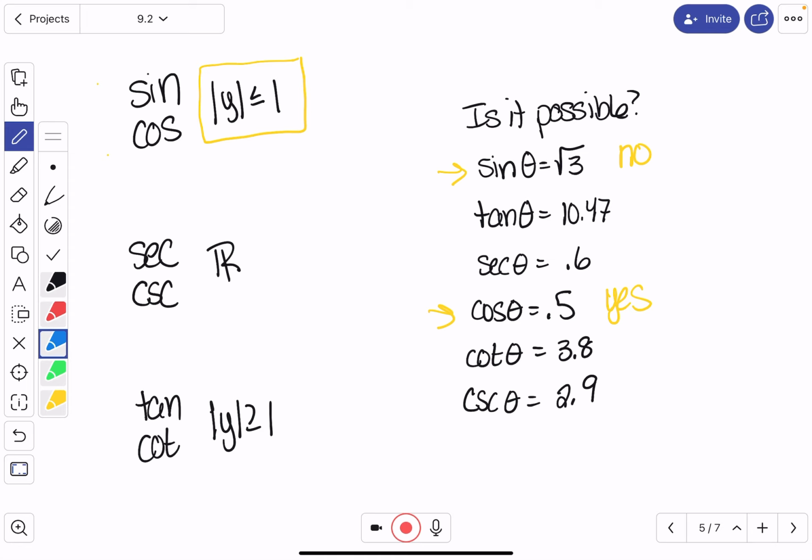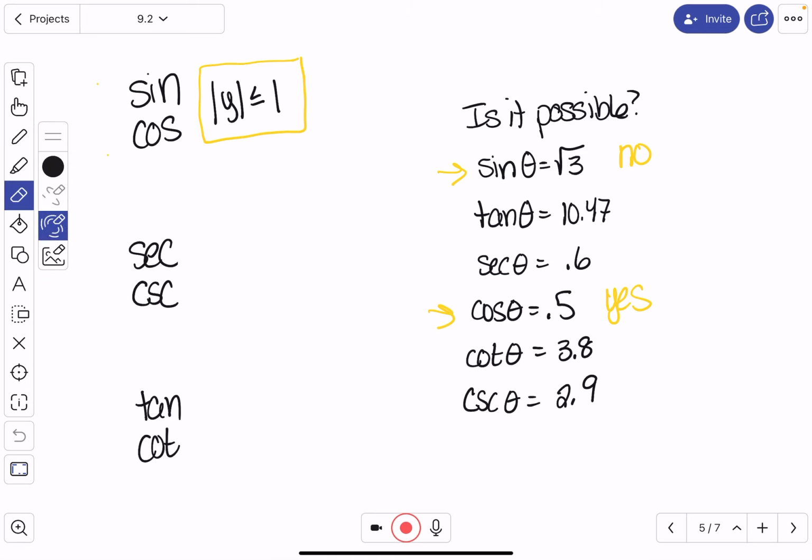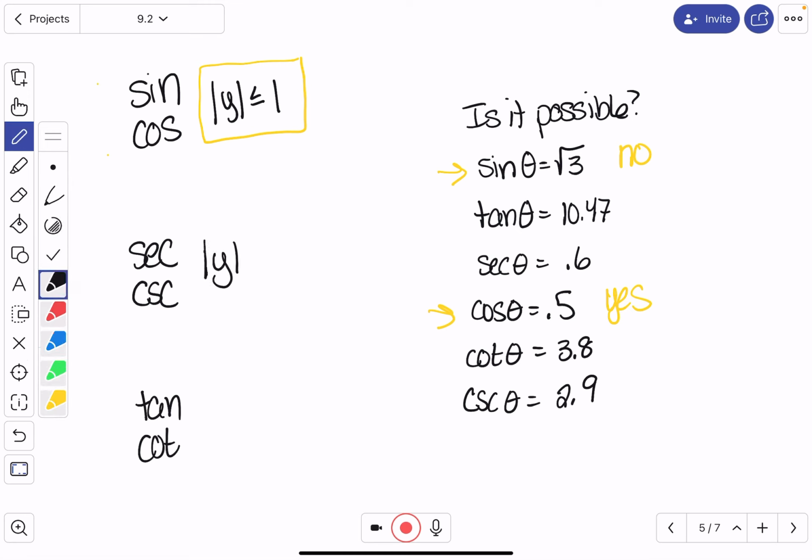Secant and cosecant, and I wrote those completely backwards. Since they're the inverse of sine and cosine, they're going to be flipped, so they would always be greater than 1. So if we look at secant of 0.6, well, 0.6 is less than 1, so that's not possible. Cosecant, 2.9, that is greater than 1, so this is possible.